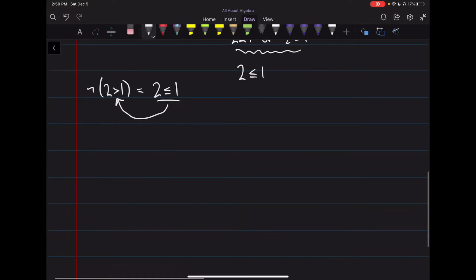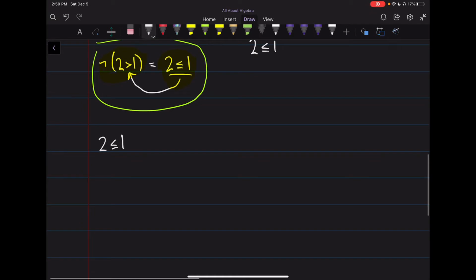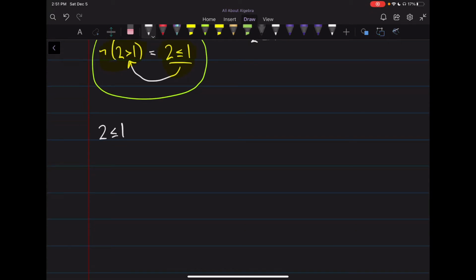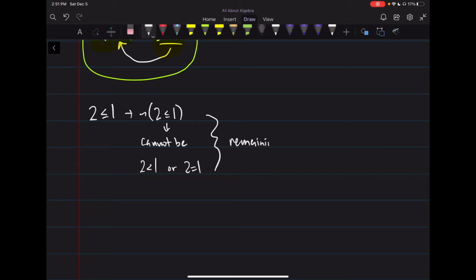So realistically speaking, using this logic that I just explained, if I have this and the negation of this is equal to this, and if I negate this, then I get this, right? So let's practically try it out first. If 2 is not less than or equal to 1, right? So if I'm trying to negate this, and I'm trying to show that 2 is not less than or equal to 1, then what are the options for 2? A number can either be equal, greater than, or less than. Here we've covered 2 cases. It cannot be 2 is less than 1 or 2 equals 1. So what's the remaining case? The remaining case is 2 is greater than 1, right?